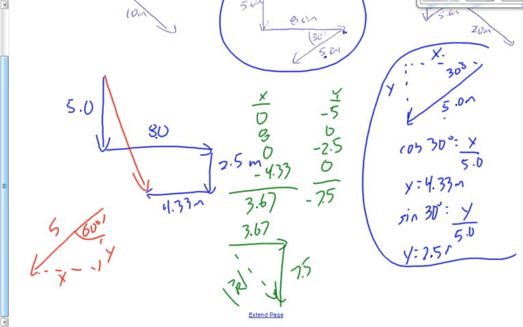How many people are finished that sheet now? Okay, we've got about 4 minutes left. Keep working on it if you're not. If you are finished and you're comfortable with it, great. Put your stuff away, you're done.